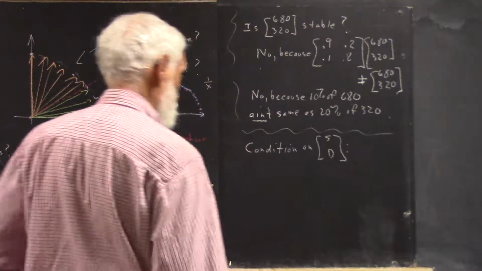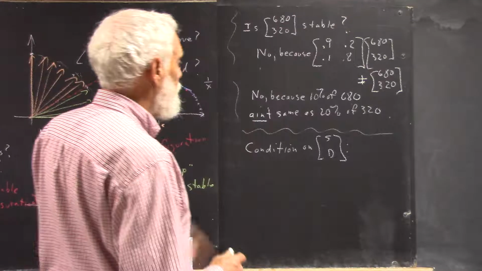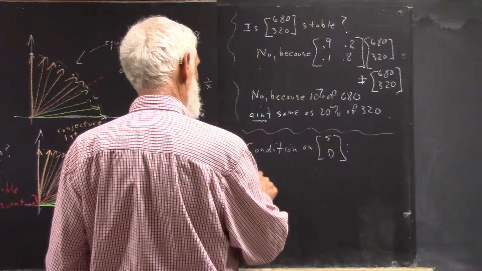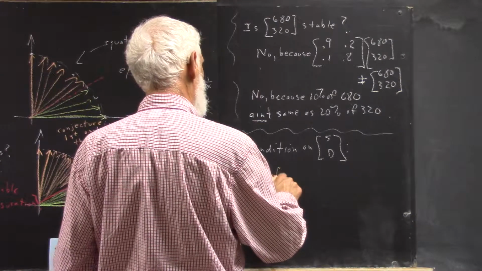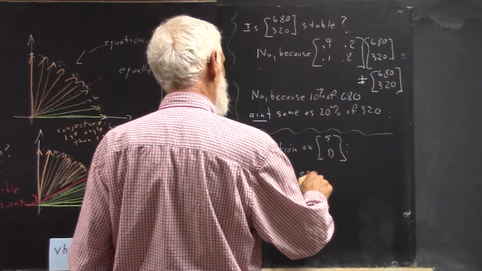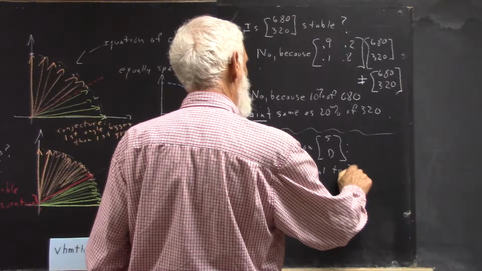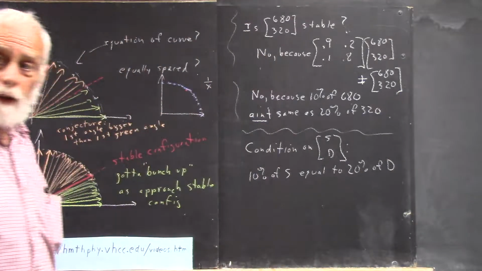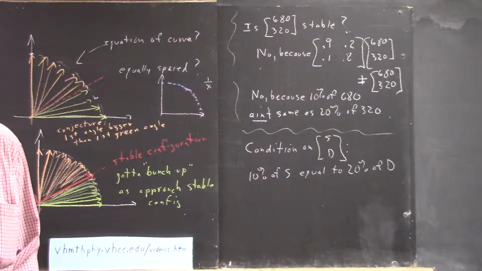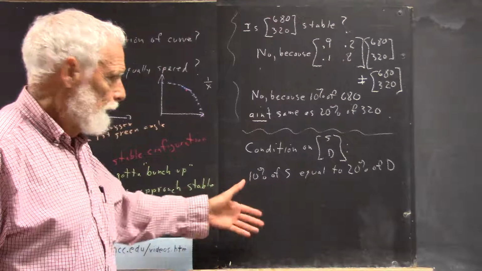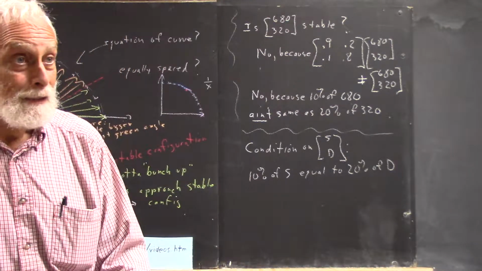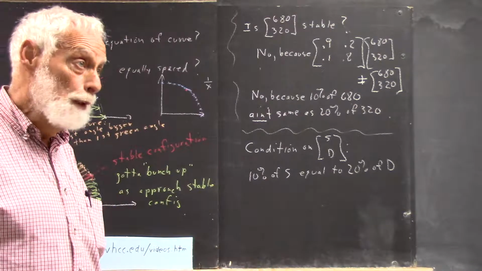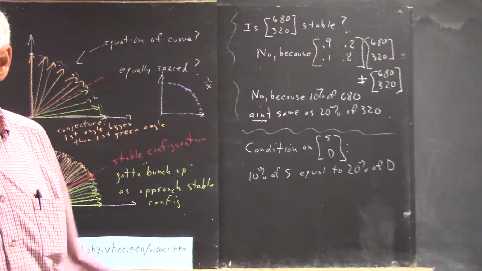Condition on SD, okay? Now if I imitate this, we're going to be able to say 10% of S should be equal to 20% of D, right? Now we're going to express that a little more compactly in succinct mathematical notation in a very simple way. Okay, but that's perfectly good.